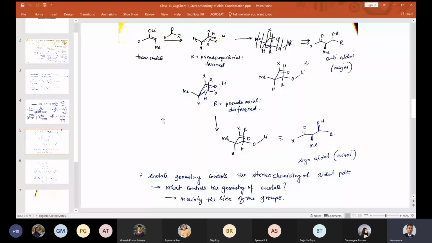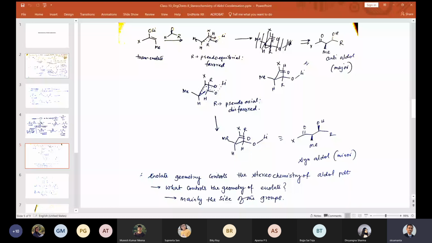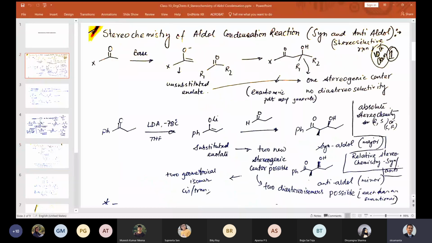Okay. Yeah, very nice. So this is all about it, I think all of you have now understood how you have to do it. So I'll just quickly go through it, the same way as I said in the last class. If you have just an unsymmetrical ketone, then you have one stereocenter, and you get enantiomers in this case.